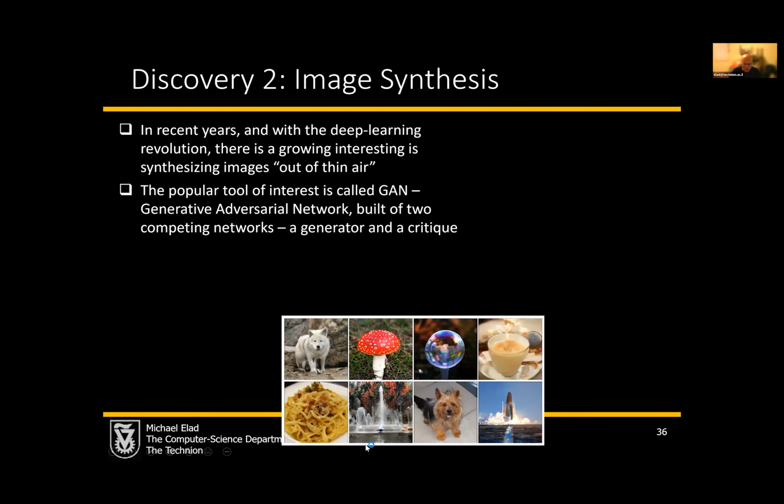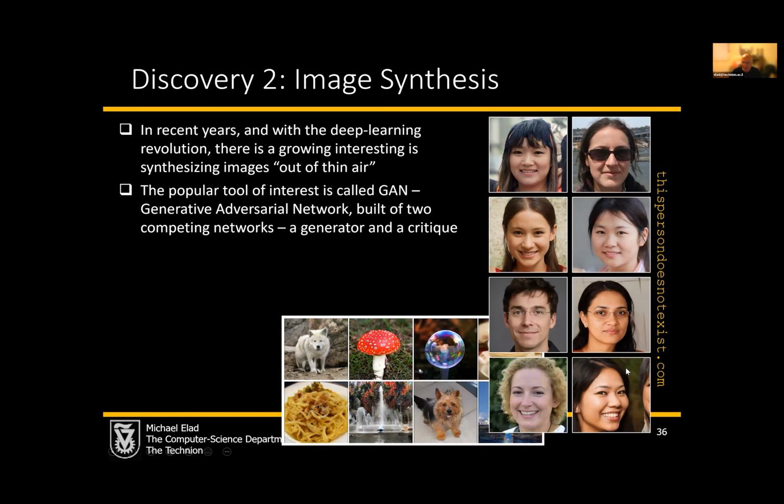Those images were never photographed by a camera. Those are synthesized by a machine, by a network. These faces are of people that never existed. In fact, they are taken from a webpage called thispersondoesnotexist.com. You just go to the webpage and refresh the page, and it keeps getting new faces of synthesized people.